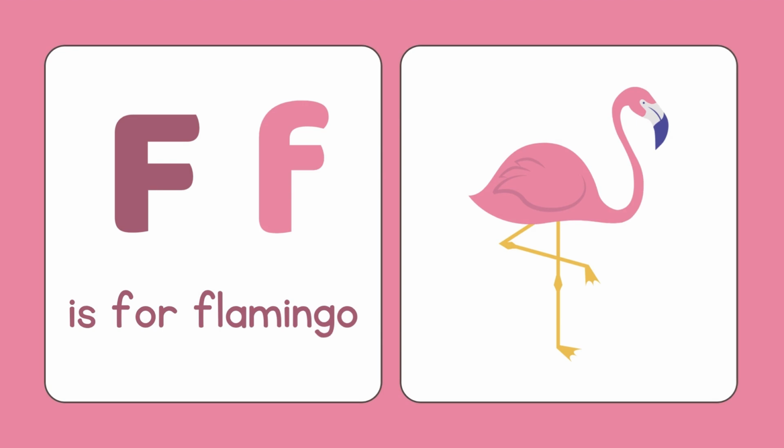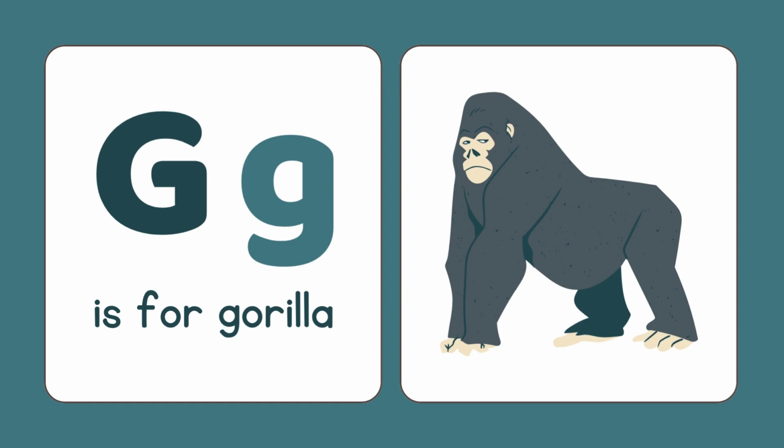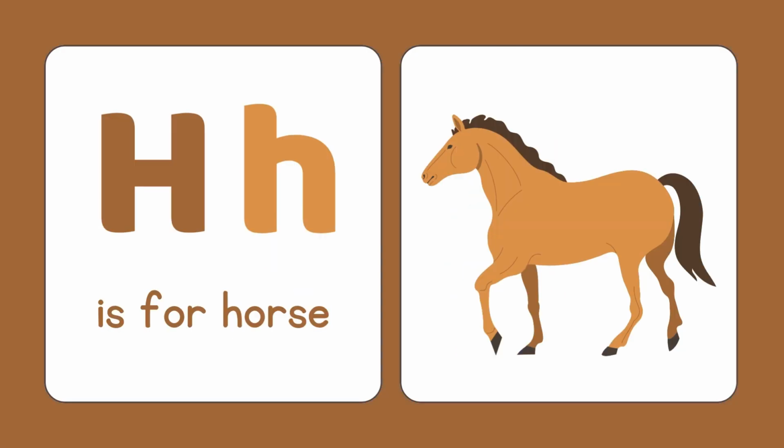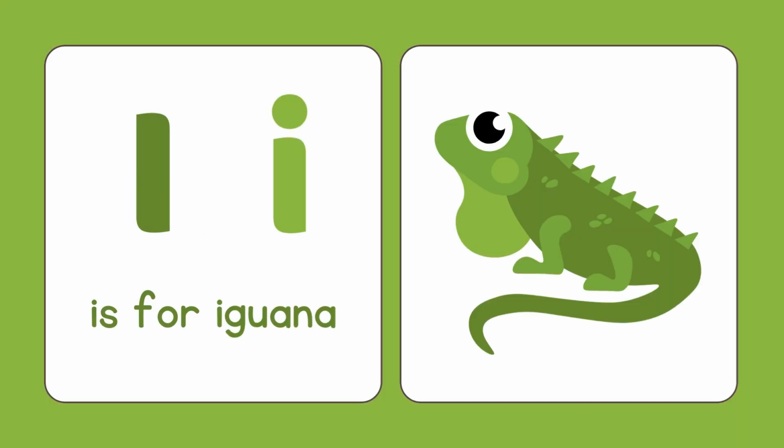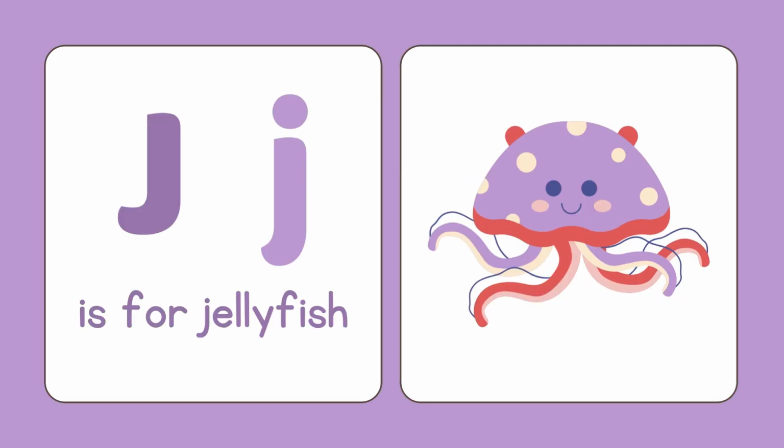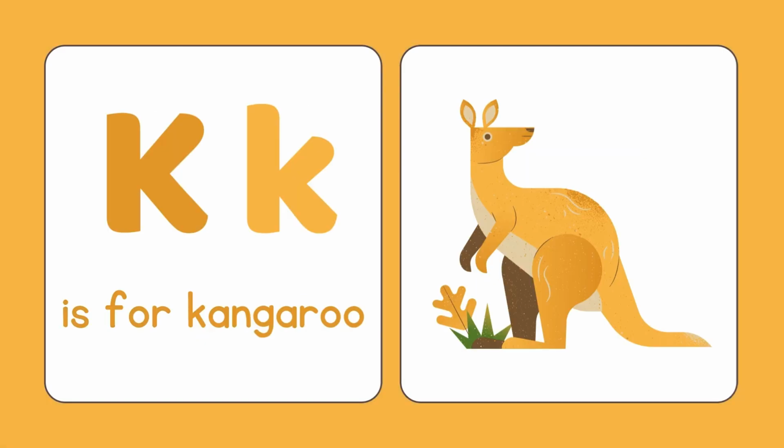F is for flamingo. G is for gorilla. H is for horse. I is for iguana. J is for jellyfish. K is for kangaroo.